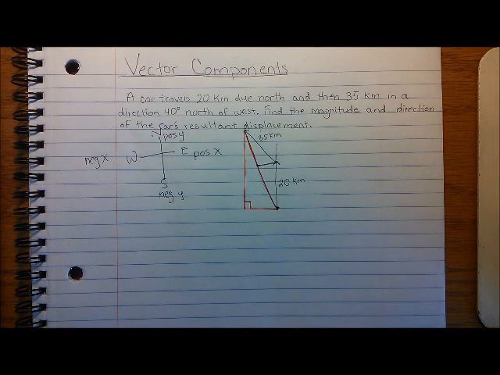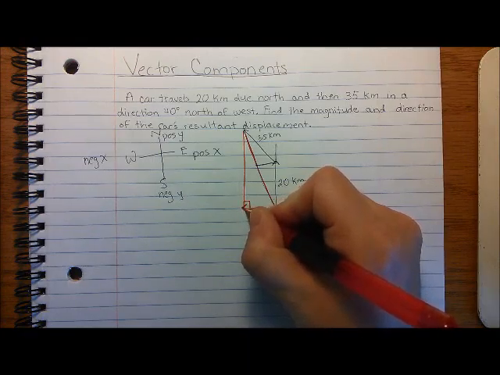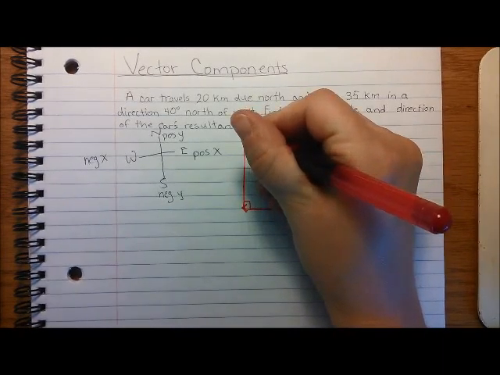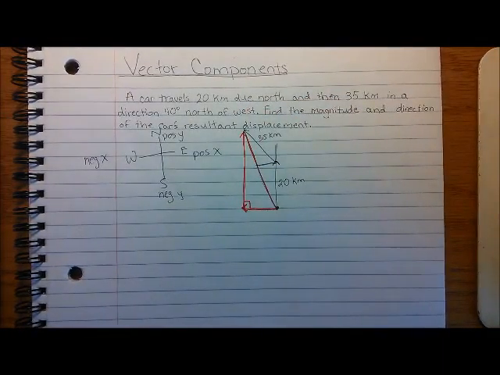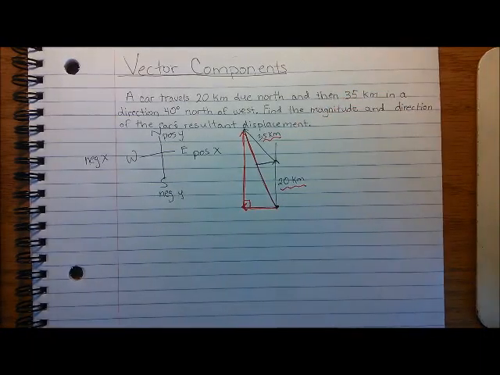So the object of vector components is to find out how far the object goes in the x direction and how far the object goes in the y direction. So in this case, the car has gone this far to the west, so that would be the x direction, and then this far north, that would be the y direction. Now, what we have to do is break up each of our vectors into x and y components. We have two vectors here. We've got the 20 kilometers and the 35 kilometers.